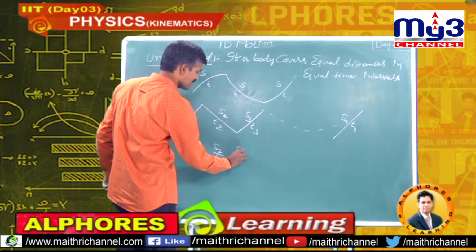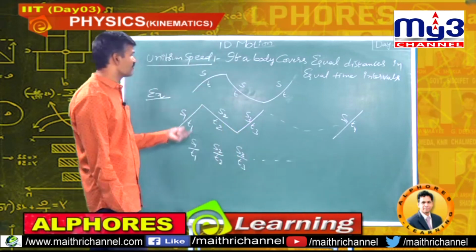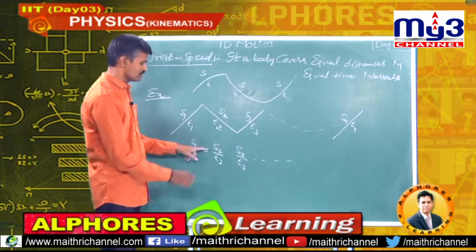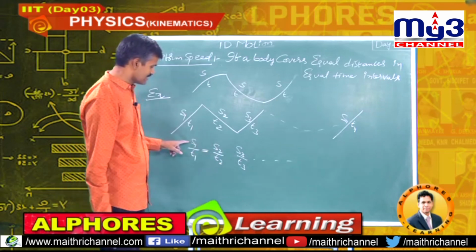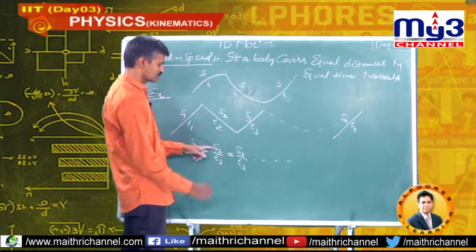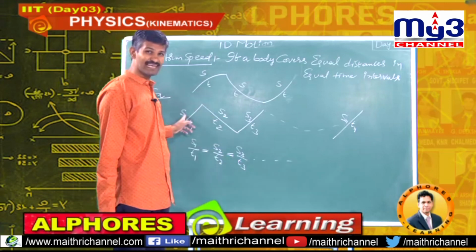So, this is s3 by t3 and so on. If a body travels with uniform speed, this ratio s1 by t1 is equal to s2 by t2. Similarly, s2 by t2 is equal to s3 by t3. Why? Because the speed is uniform, speed does not change.